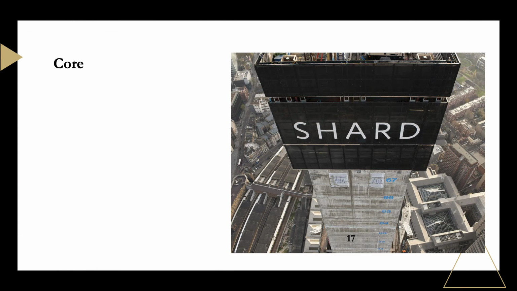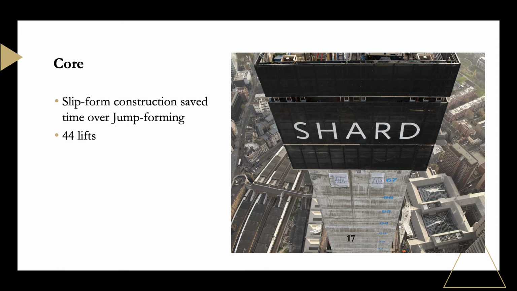The slip form allowed faster construction in contrast to jump forming, where shuttering is attached and reattached in stages. The core houses 44 lifts, 2,000 tonnes of reinforcing bar and 12,000 cubic metres of concrete at a total height of 259 metres.